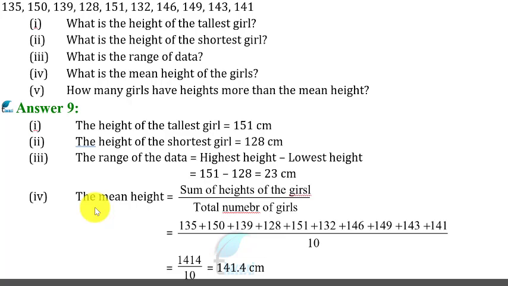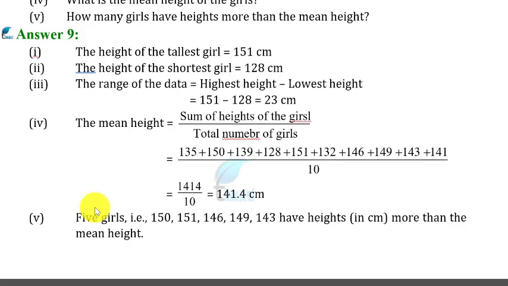The mean height is equal to sum of heights of the girls divided by total number of girls. We should add all heights of the given girls. So 135 plus 115 plus 139 plus 128 plus 151 plus 132 plus 146 plus 149 plus 143 plus 141. Then the sum is 1414 divided by 10. Then the quotient will be 141.4 centimeters. So 5 girls, that is 151, 146, 149 and 143, have heights which are more than the mean height.